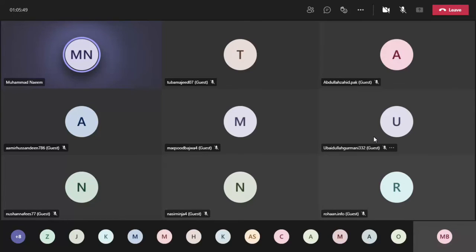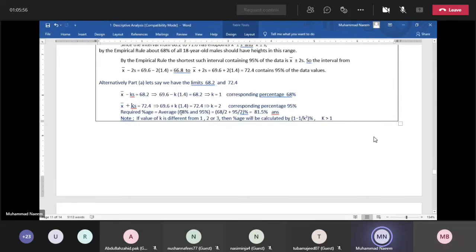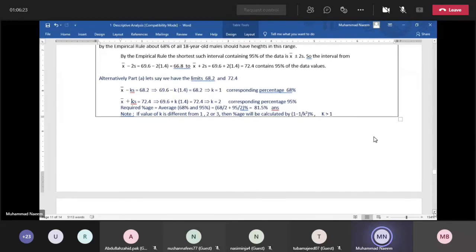So finally, we have our required percentage in the given interval: half of 68% and half of 95%. So finally we have 81.5% of the data in our given interval. So this is a little difficult when we have different values of k.